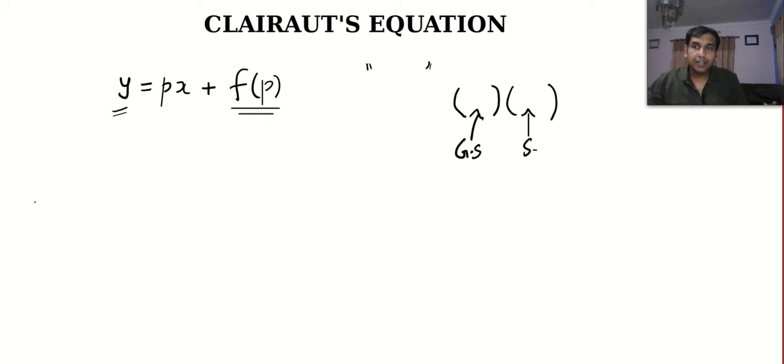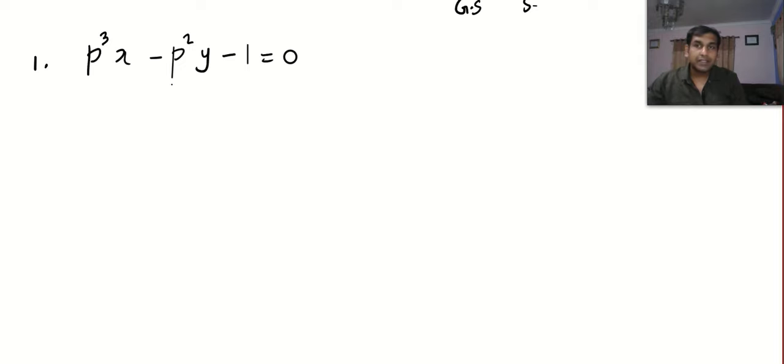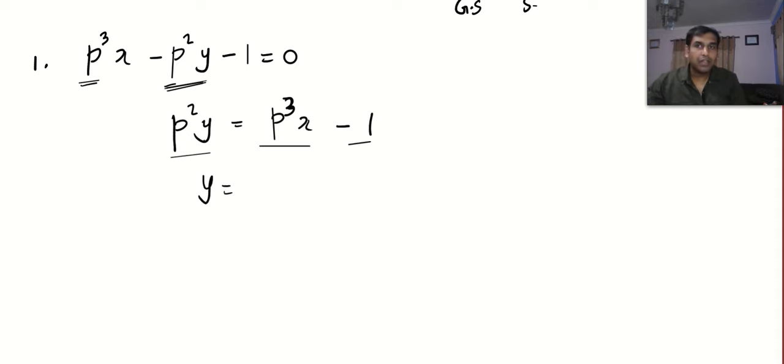So please write, solve the differential equation p cube x minus p squared into y minus 1 equal to 0. Since I saw this p squared and p cube here, I was sure that it will become what I call Clairaut's equation. So what I am doing is I am going to solve for y. So p squared into y, I am going to take to the other side, is equal to p cube into x minus 1. Now y is equal to, I will divide throughout by p squared. So I will get p into x minus 1 by p squared.